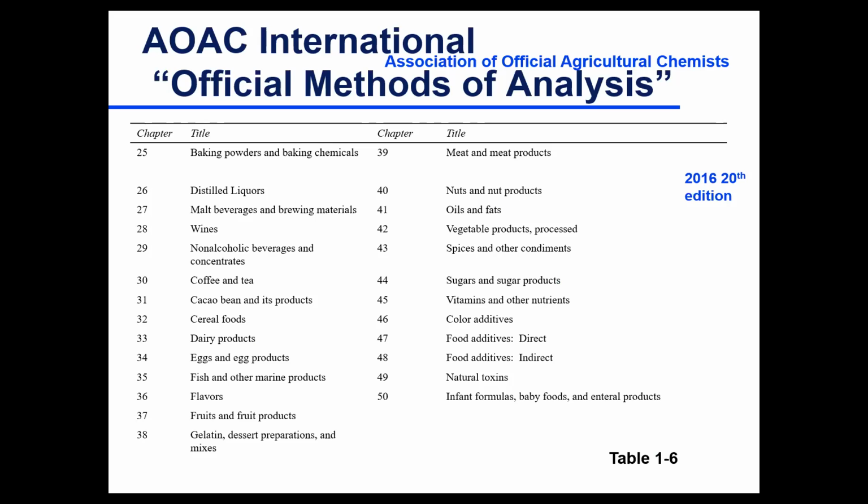It used to be Association of Official Analytical Chemists. They changed the name, they keep changing. I don't know if they changed it again, but it remained the same acronym, AOAC. And these are the methods. There are so many methods approved by this organization, and they are called official methods of analysis.